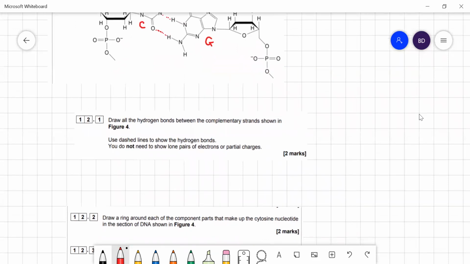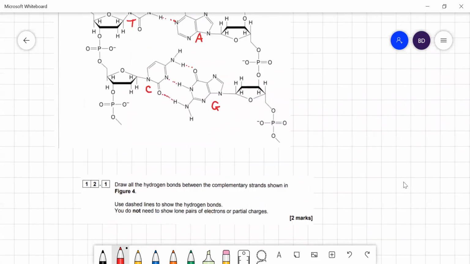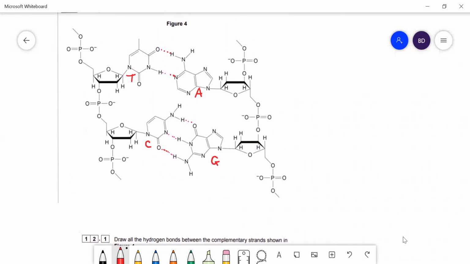Next question. Draw a ring around the component parts that make up a cytosine nucleotide for 2 marks. Right, so we know which one is the cytosine. Remember, a nucleotide is a phosphate, then the ribose sugar, and then the base. It's important to remember there are two phosphates on this, if you look at this ribose here, and you have to make sure you get the right one. You number the carbon atoms 1, 2, 3, 4, 5. In the nucleotide, the phosphate is stuck to carbon number 5.